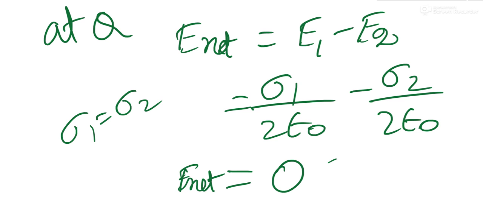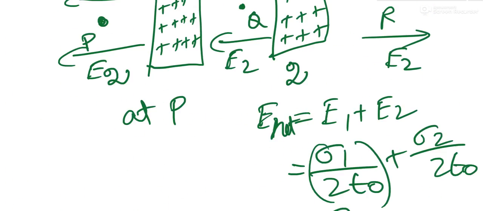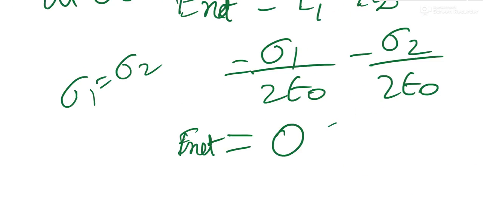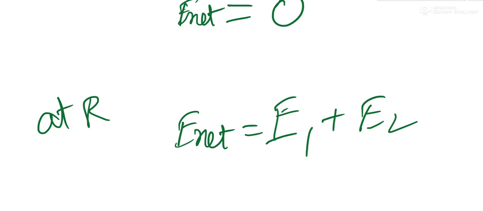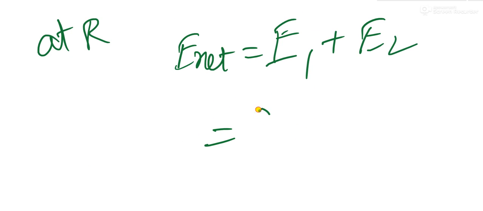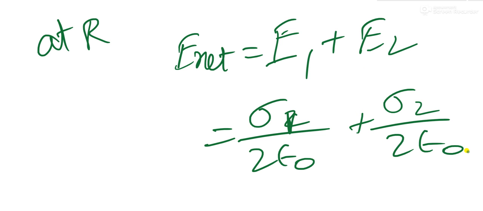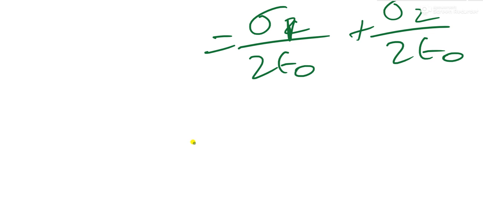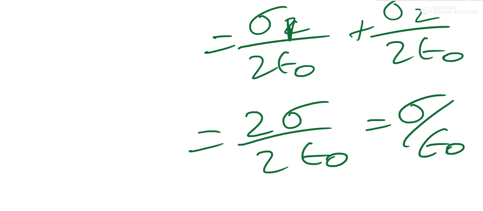Then, the next point, at the point R. E net at the point R: E1 and E2 will both be pointing in the same direction, so we can add. E1 plus E2, sigma 1 divided by 2 epsilon naught plus sigma 2 divided by 2 epsilon naught. Both are equal, so 2 times sigma divided by 2 epsilon naught. The 2 gets cancelled, sigma divided by epsilon naught is the field outside.